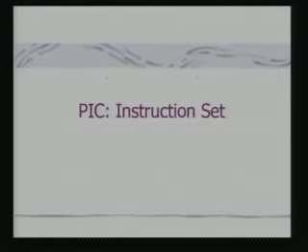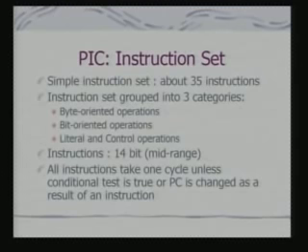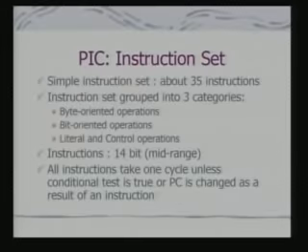In the last class, we studied the architecture of the PIC processor. Today, we shall look at the instruction set of the PIC family of processors. PIC has a very simple instruction set. Typically, it has about 35 instructions. These instructions can be grouped into three categories: byte oriented operations, bit oriented operations, and literal and control operations.